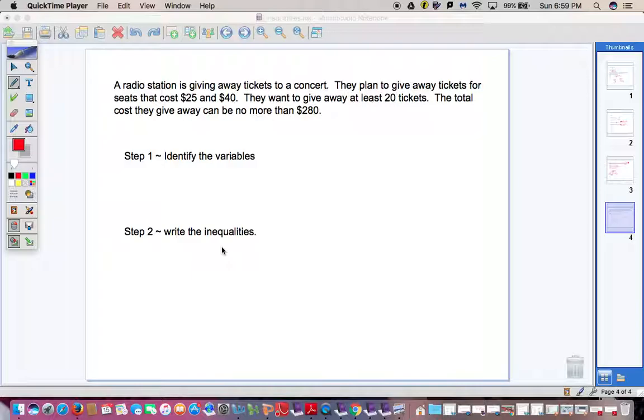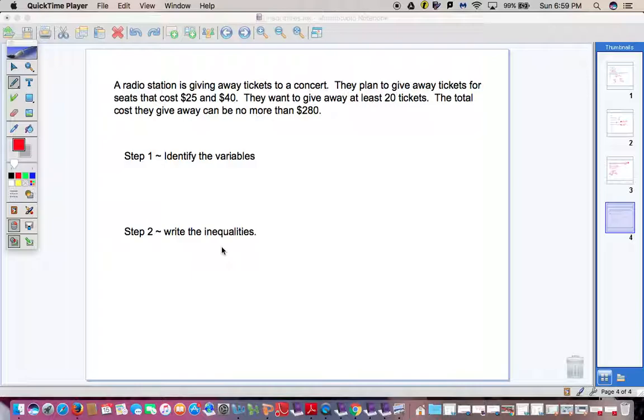A radio station is giving away tickets to a concert. They plan to give away tickets for seats that cost $25 and $40. They want to give away at least 20 tickets. The total cost they give away can be no more than $280.